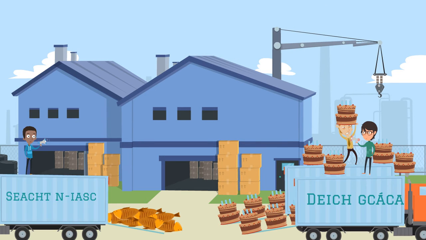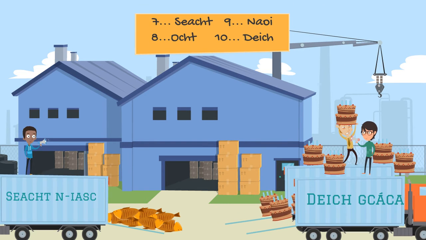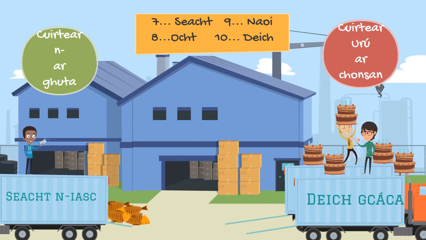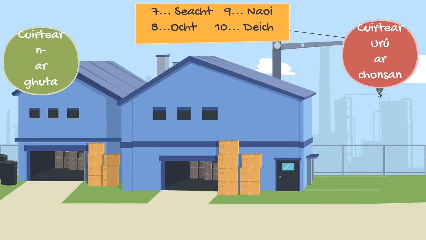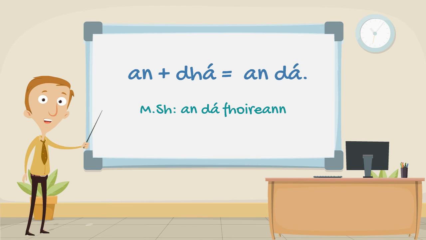7, 8, 9 and 10 put an uru on a consonant and on a vowel, like De gácha, 10 cakes, agus Shocht Niasc, 7 fish. A special rule is that when we put the words on and gá together, it changes to on dá. For example, on dá iran.